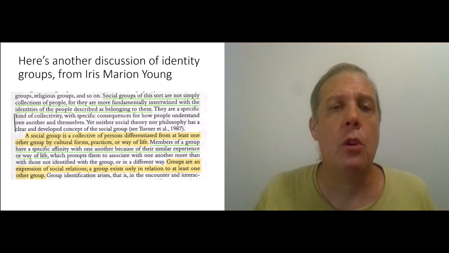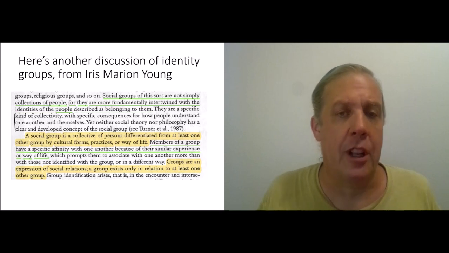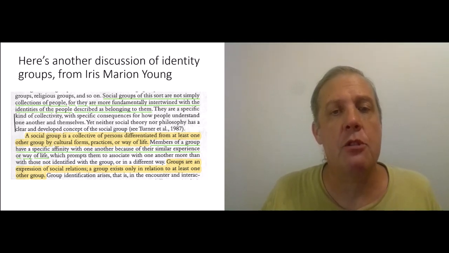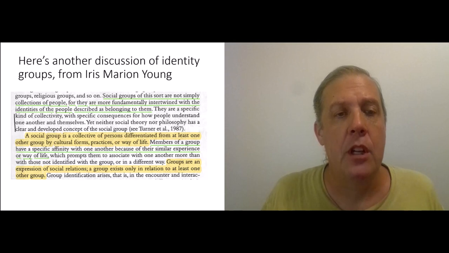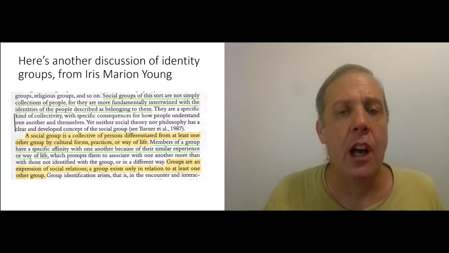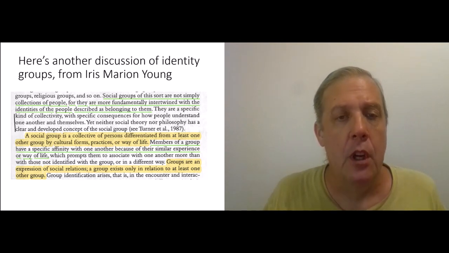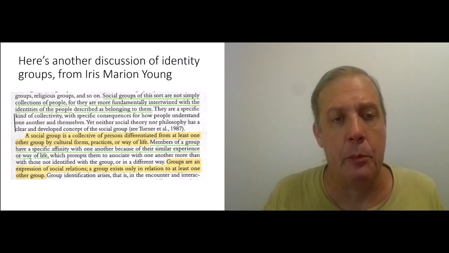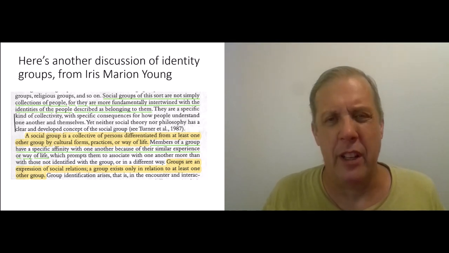She says social groups of this sort that she's talking about in this essay are not simply collections of people, for they are more fundamentally intertwined with the identities of the people described as belonging to them. They are a specific kind of collectivity with specific consequences for how people understand one another and themselves. Yet neither social theory nor philosophy has identified a clear and developed concept of the social group. She's writing along.